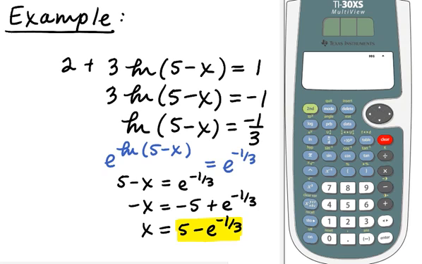Should you need an approximate solution, you can go over here to your calculator and say 5 minus e to the -1/3. And that gives 4.2835, which is our approximate solution.